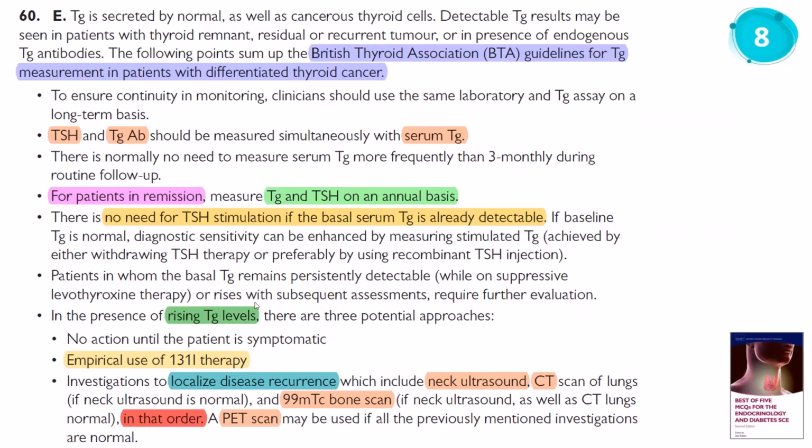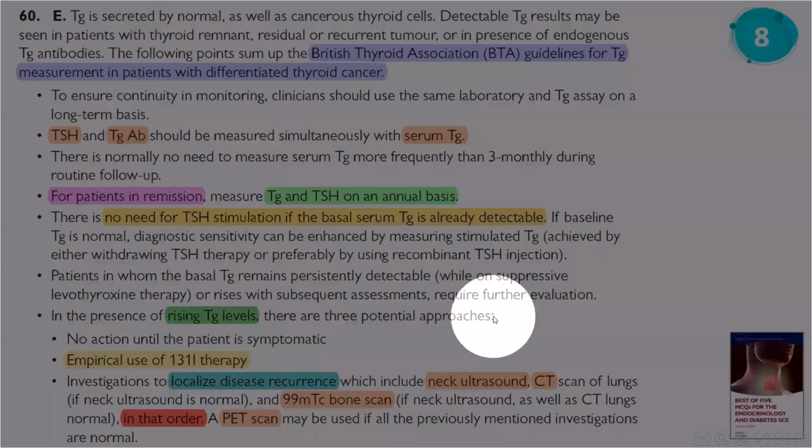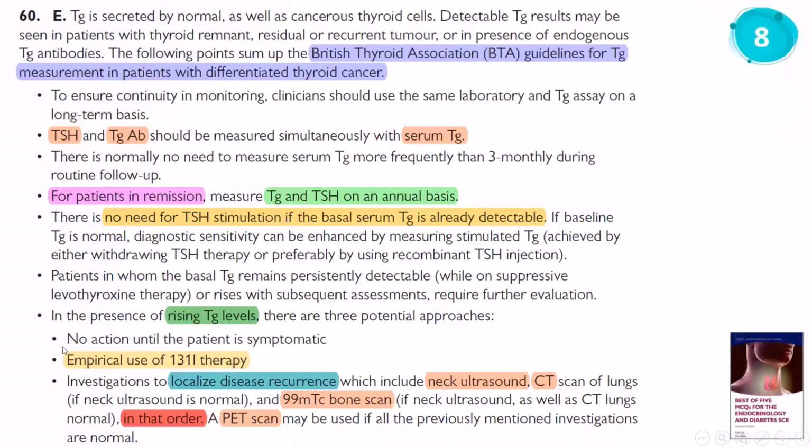In the presence of rising TG level, there are 3 appropriate options, like our case. The first one, no action until the patient is symptomatic. The second one, empirical use of radioactive iodine therapy. And lastly, investigate to localize disease recurrence. How to investigate for recurrence of the disease? The first one, by doing thyroid sonography. If it is normal, CT scan. If it is normal, bone scan. If it is normal, PET scan. Please choose this option by this order.